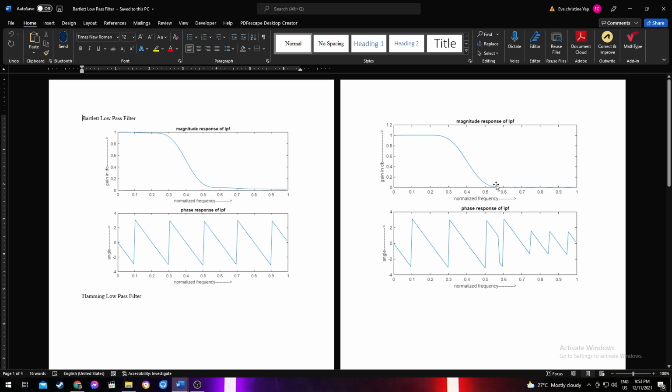But in the Hamming window, we can see that somewhere between 0.5 and 0.6, the value of the gain in dB is equal to 0. For the phase response, we can see that the Bartlett low pass filter has a more stable phase response compared to the phase response of the Hamming low pass filter.